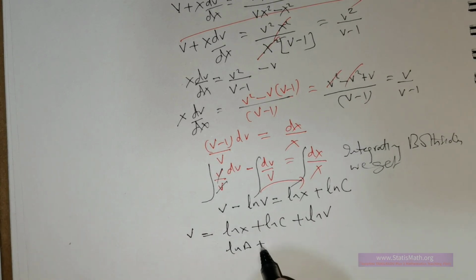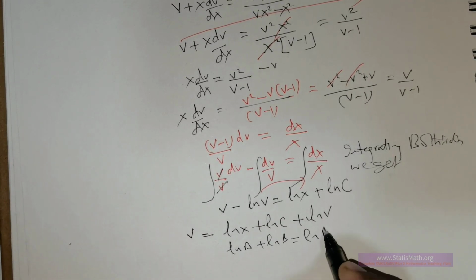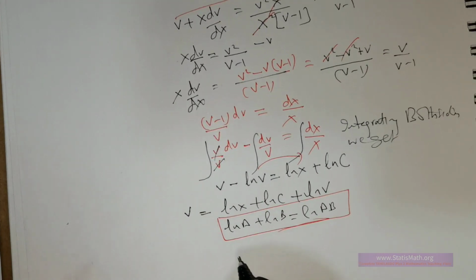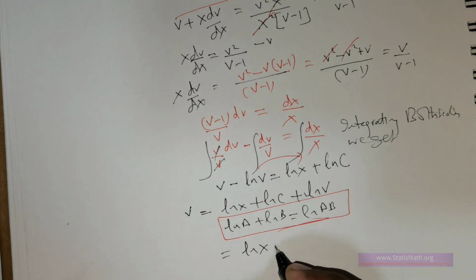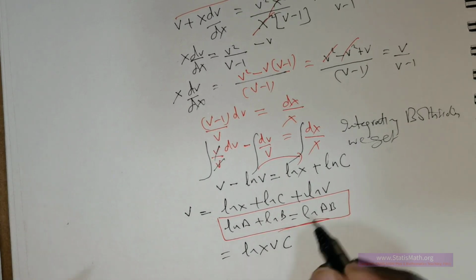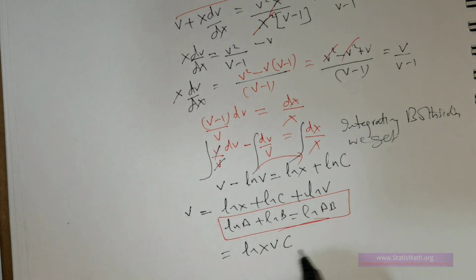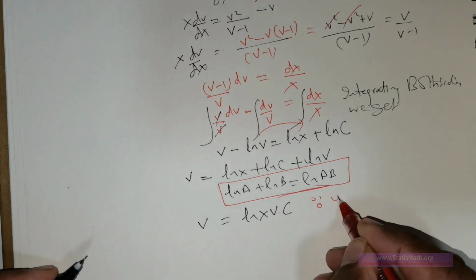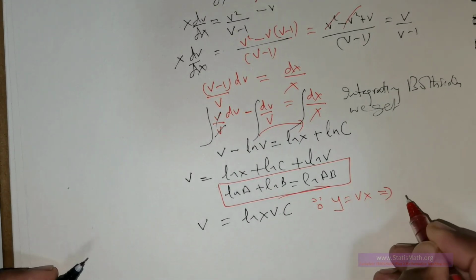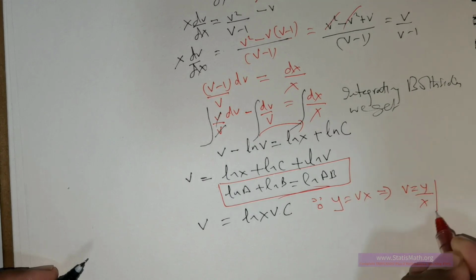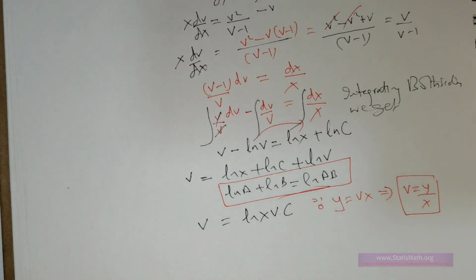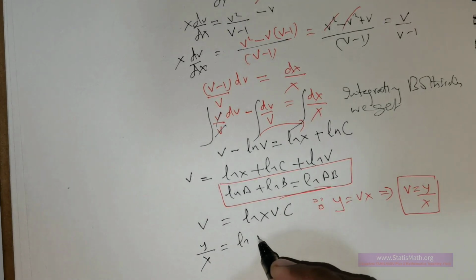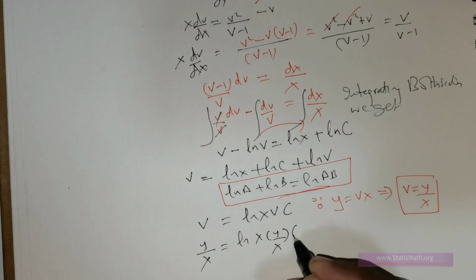Now I know a formula, ln a plus ln b is equal to ln ab. Using this formula, I can rewrite this as ln of x, v and c. It doesn't matter in what order you're writing, but just write it in this fashion. This is equal to v. Now we know that y is equal to vx, so this implies v is equal to y over x. So substitute it. So this is going to be y over x equal to ln of x times y over x times c.